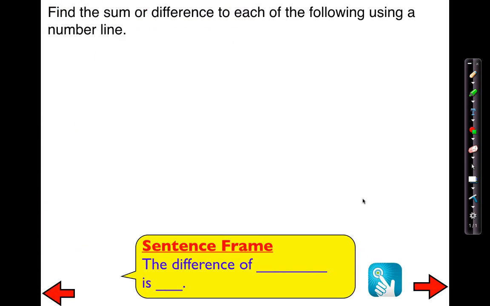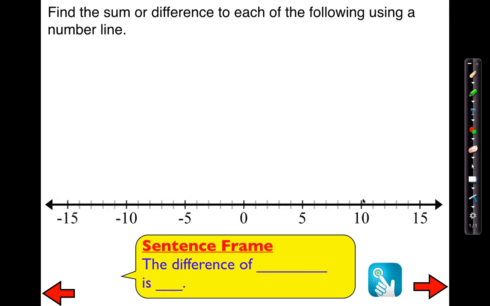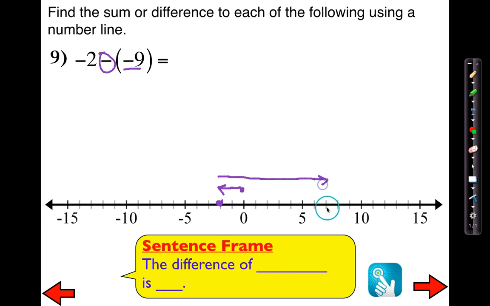Okay, so it says here, find the sum or difference of each of the following using a number line. So I'm going to go ahead and quickly show you, and then you're going to have some opportunities to try some by yourself. So I'm supposed to start at the origin as always. I'm going to start at a negative 2, 1, 2. Subtraction, we know, means to go backwards. But because it's a negative 9, we must switch directions, and now instead of going backwards, we're going to go forward 9, 1, 2, 3, 4, 5, 6, 7, 8, 9. So that's going to leave me at a positive 7.